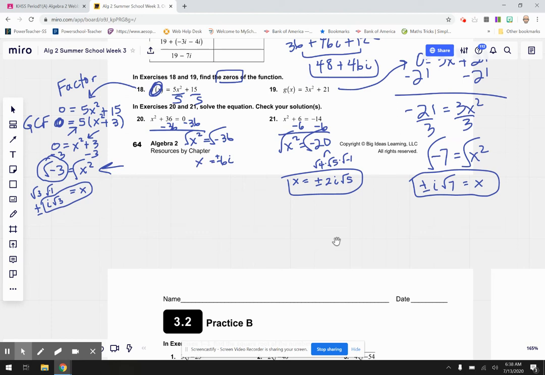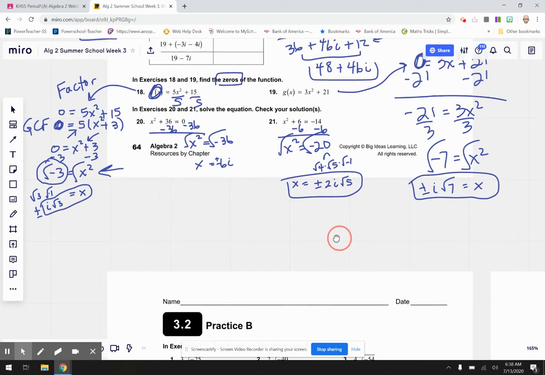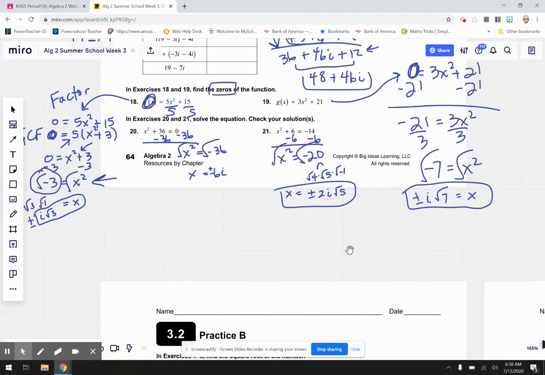Number 19, I did it the easier way. So I just made it equal to 0 for the zeros. And then I just subtracted 21 on both sides, so just minus 21 right here on both sides. Then I divided by 3 on both sides to get x squared by itself. And then you square root both sides. And negative 7 is going to be plus or minus radical 7 i. Now radical 7 is not a perfect square, so you have to leave it in the radical. It's not a perfect square, but the negative 1 can come out as an i.